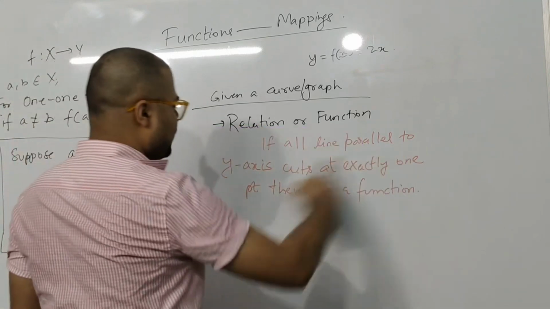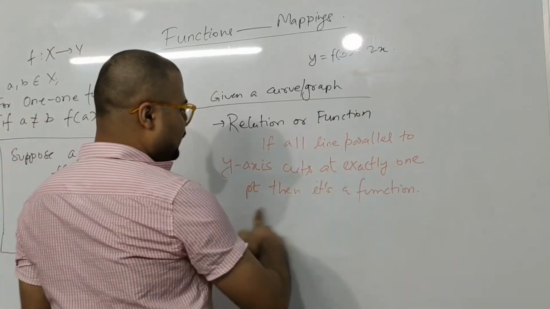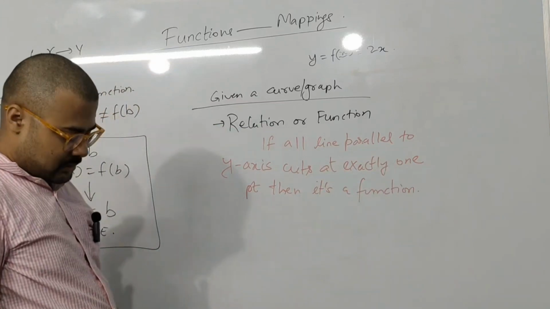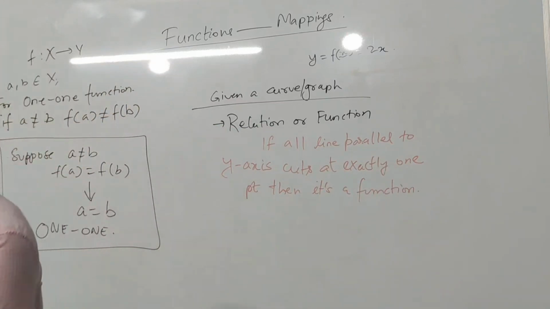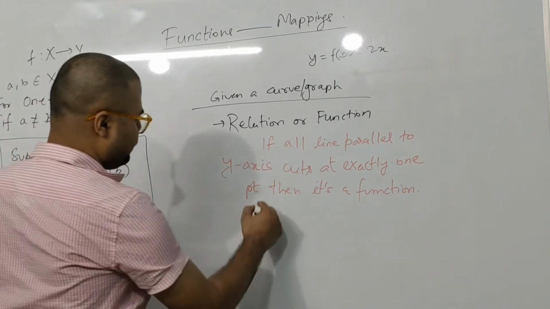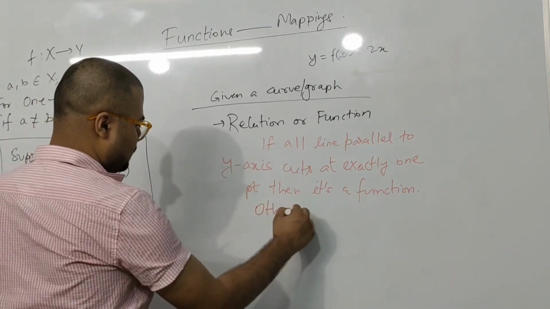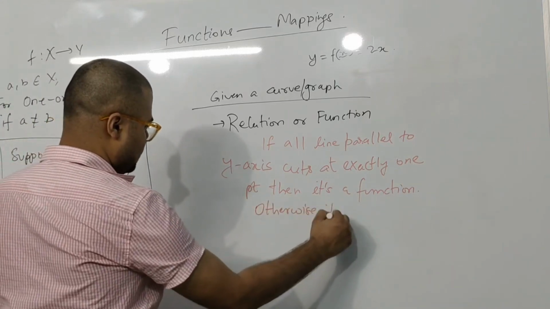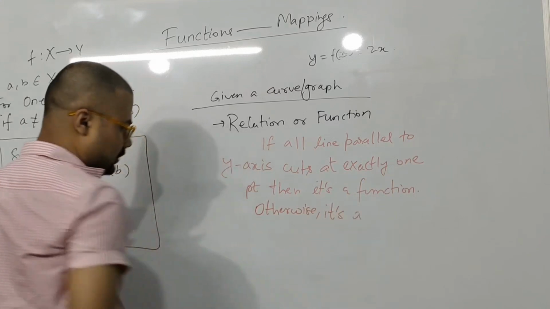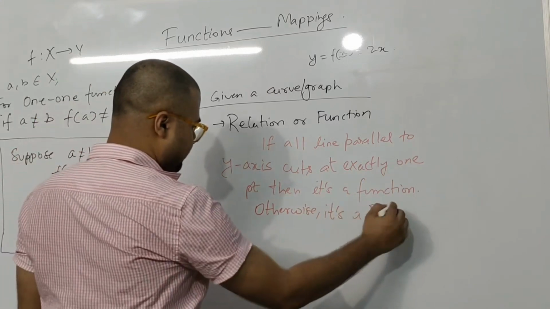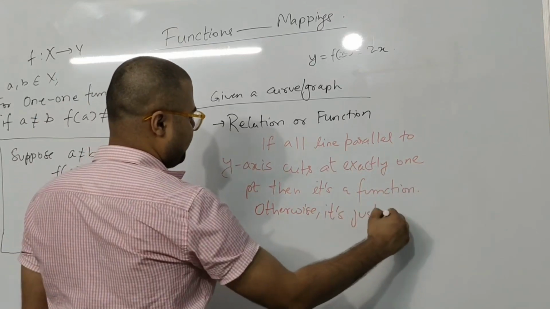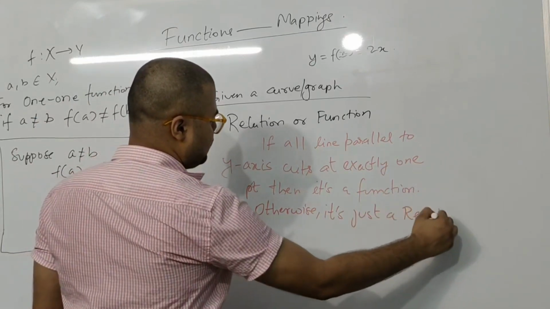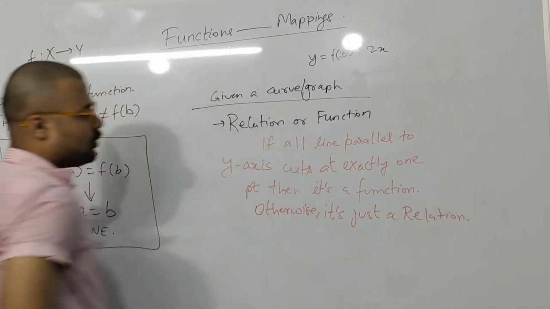So if all lines parallel to the y-axis cut the curve at exactly one point, then it's a function. Otherwise, it's just a relation. Okay.